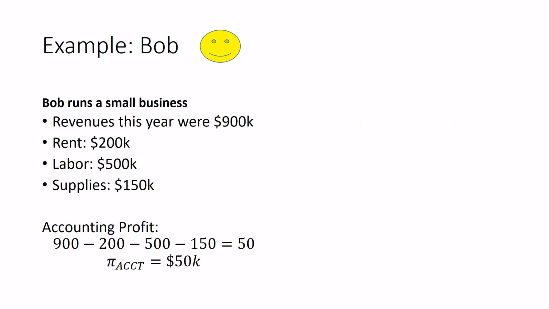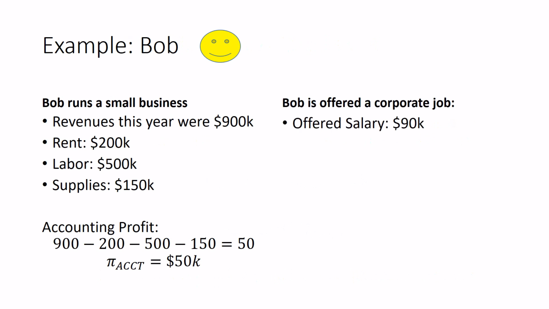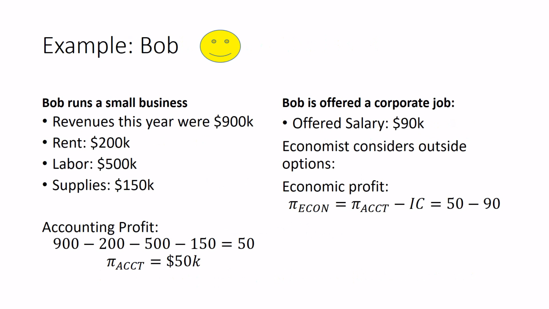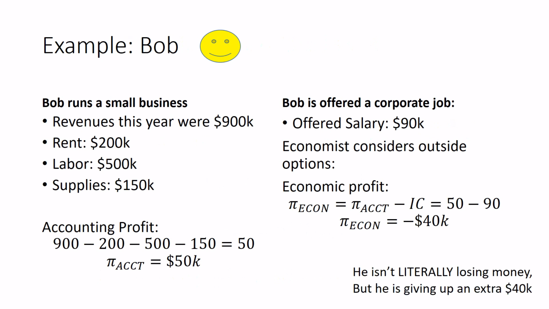All right, now let's add an implicit cost to the scenario. What if Bob has a job offer where he could get $90,000 as a salary? Oh, as an economist, I consider the outside option as well. And so my economic profit is my accounting profit minus my implicit cost. So take that 50 grand, subtract 90 grand from it, and I get a $40,000 loss for my economic profit. The gap between them is the 90,000 from the salary. Now, I know he isn't literally losing money, but he is giving up an extra 40 grand by staying in this market. His $90,000 salary would earn 40,000 more than all of his accounting profit from the firm.